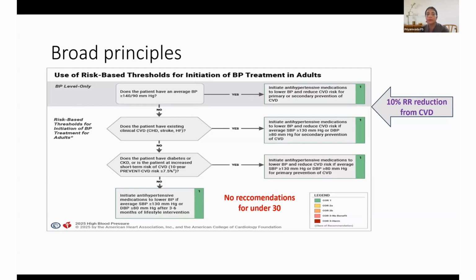And what should we do for those individuals who have elevated blood pressure? Again, we will put them on lifestyle management. It is also recommended that after 3 to 6 months of lifestyle changes, if this patient's blood pressure remains persistently more than 130/80, it is better to treat. This applies to individuals over the age of 30. There is no recommendation for individuals under the age of 30 because of the non-representation in many of the clinical trials.